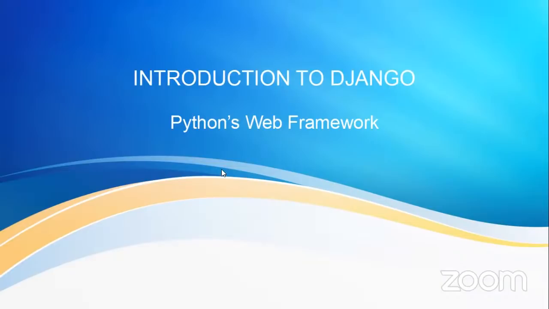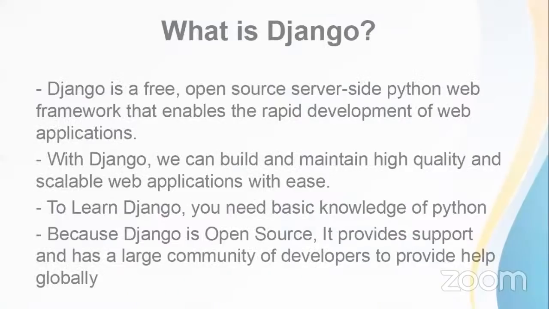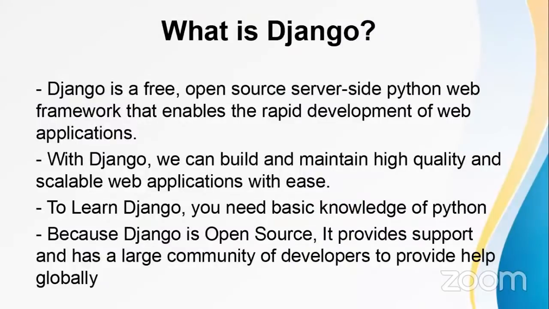Okay, so what is Django? For people who do not know, Django is a Python backend framework that enables rapid development of web applications. So with Django, we can build backend applications. Django affords us the opportunity to build scalable web applications. To be able to work with Django, you need basic knowledge of Python. And because Django is open source, it has a large community where you can get help easily from developers.